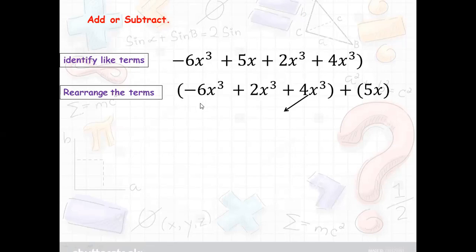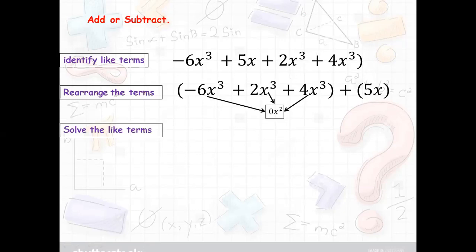So the like terms are going to be negative 6x cubed plus 2x cubed plus 4x cubed plus 5x, because as you know the plus sign belongs to the number before it, so plus 5x. So just solve this. Minus 6 plus 2 will give you a minus 4. Minus 4 plus 4 will give you a 0x cubed, right? Here it should be a cube as well. So we have 0x cubed plus 5x. Okay, so this is your answer.